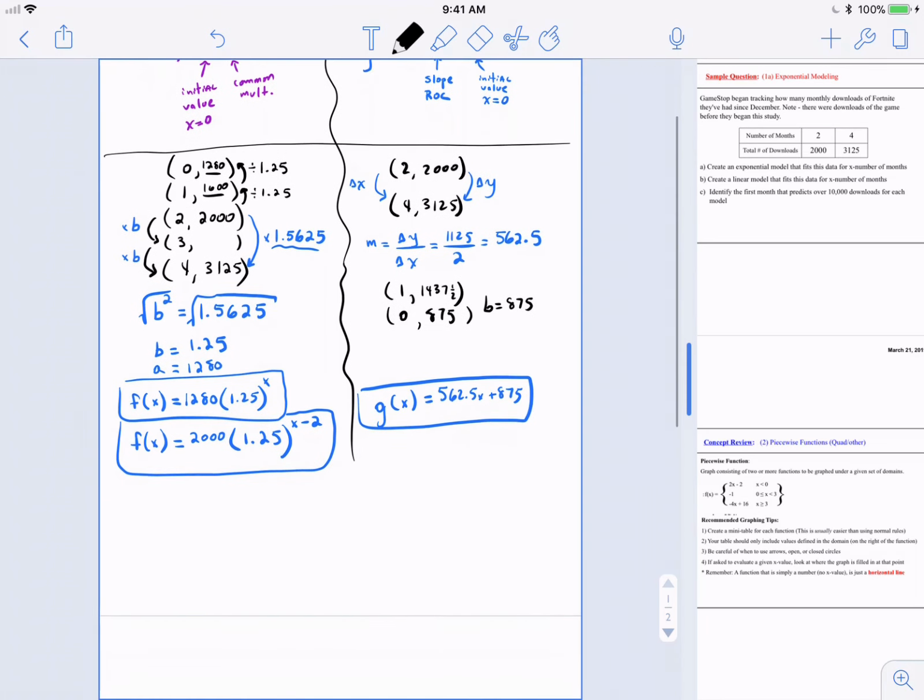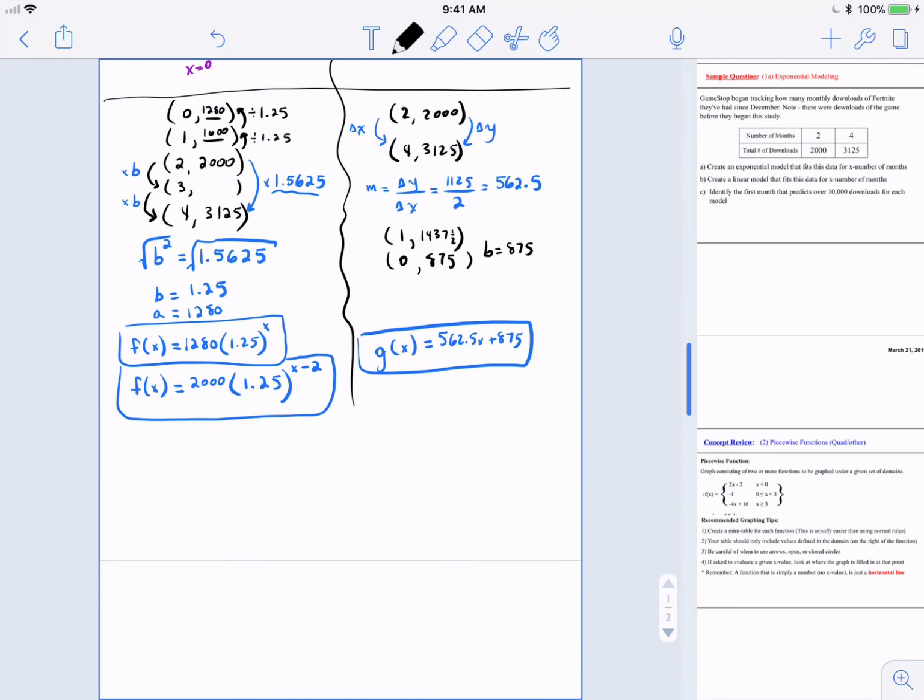And now the last part, we just want to know, when does each one predict over 10,000 downloads? So this is going to be using the calculator. When is this over 10,000? And when is this over 10,000? Okay. And right now I'm just typing them in. You could type both in at the same time. 1.25 to the x power and 562.5 x plus 875.